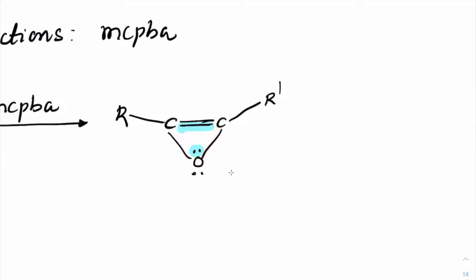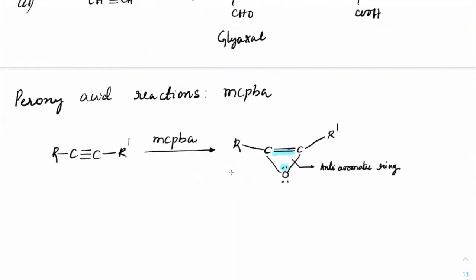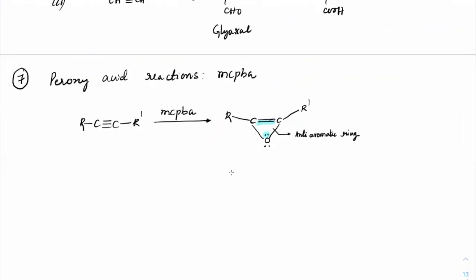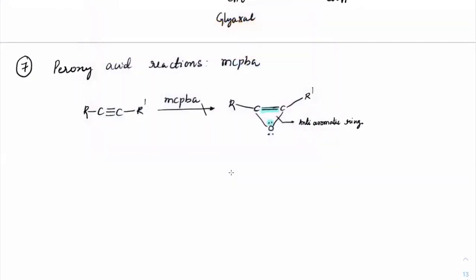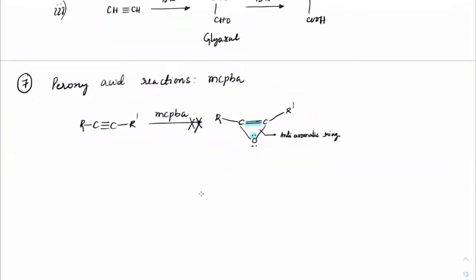Sorry. What form is that? It is an anti-aromatic ring. So at any period of time, does it prefer to get this anti-aromatic form, students? No. Hence, especially when it comes to triple bond, we can clearly say that peroxy reactions won't happen.